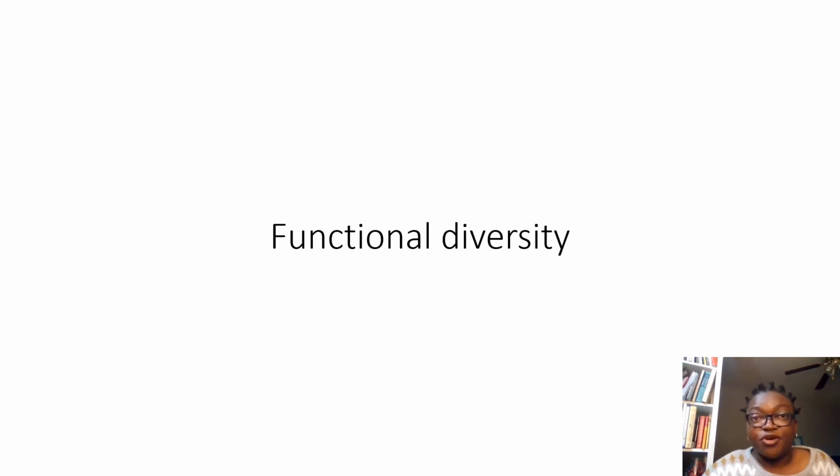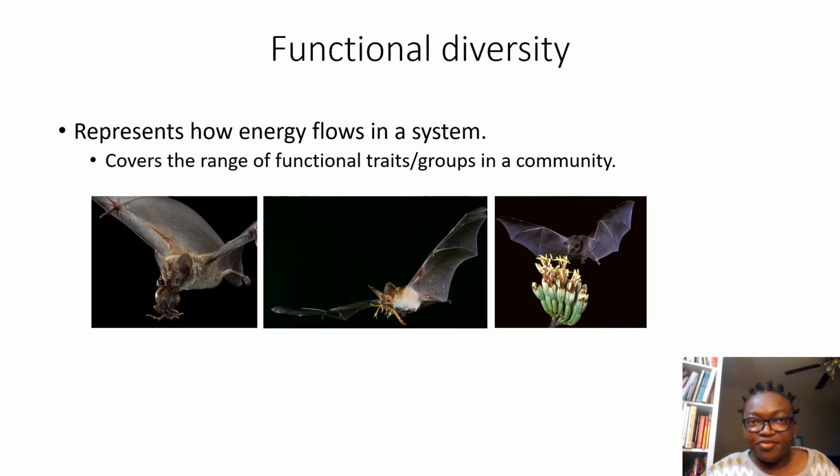Well, moving on to functional diversity. Very briefly, functional diversity really attempts to describe and assess or quantify how energy flows through the system. What we're really looking at is trying to cover the range of functional traits and functional groups within a community. For bats, they are the most ecologically diverse mammals, and they're really hyper diverse in many areas, especially in the tropics.